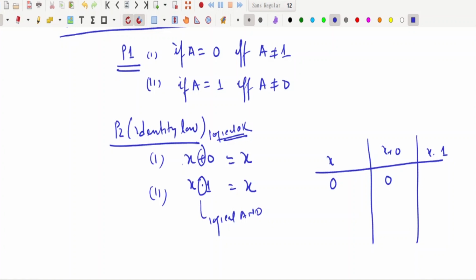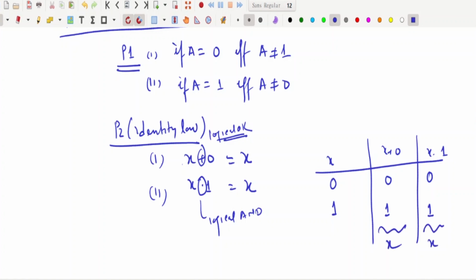So when X is 0, what is X plus 0? 0 plus 0, all the inputs of the OR gate are 0, so the output is 0. And X dot 1 is equal to 0. There are only two possible values of X. What happens when X is 1? 1 plus 0 is 1, and X dot 1 is 1 dot 1, which is also 1. This means X plus 0 is the same as X and X dot 1 is also the same as X.